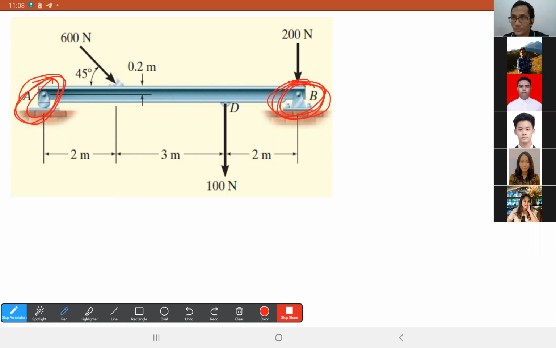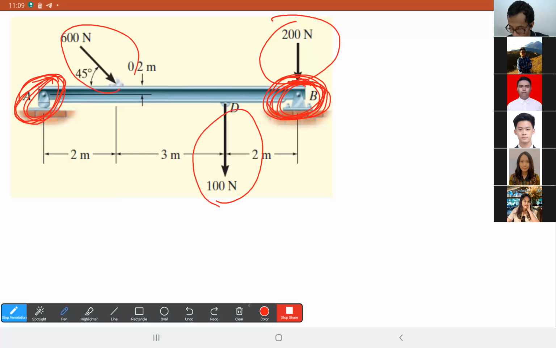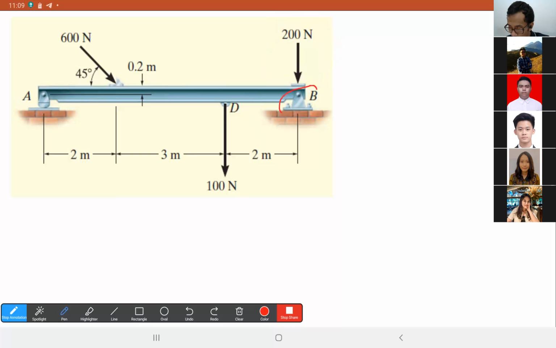Now I want all of you to take a look at this particular picture and try to analyze what kind of forces can be there at point A and point B at the joint there. Ignore all the external forces. Ignore this, and ignore this. What I want you to do is just focus on A and B and think about what forces can be there at point A and point B due to the joint there.